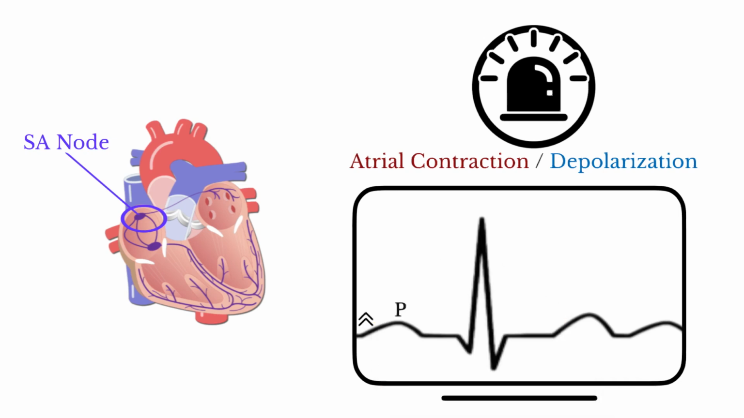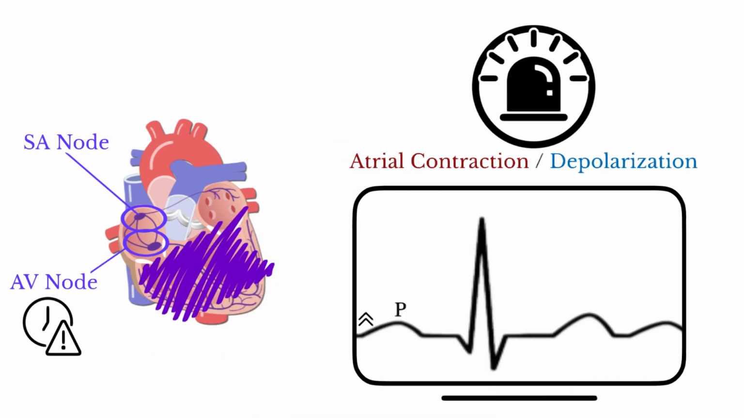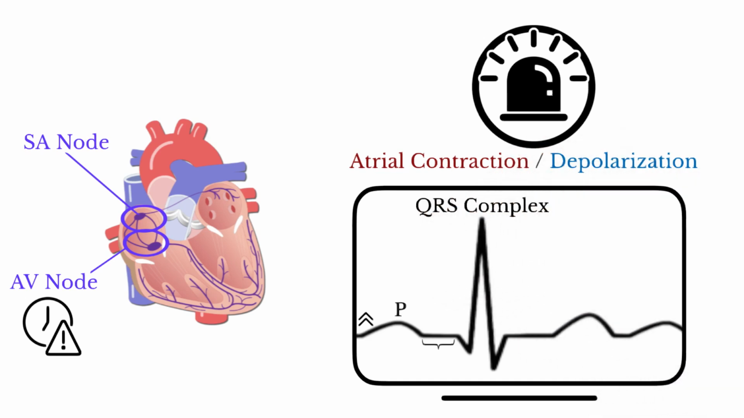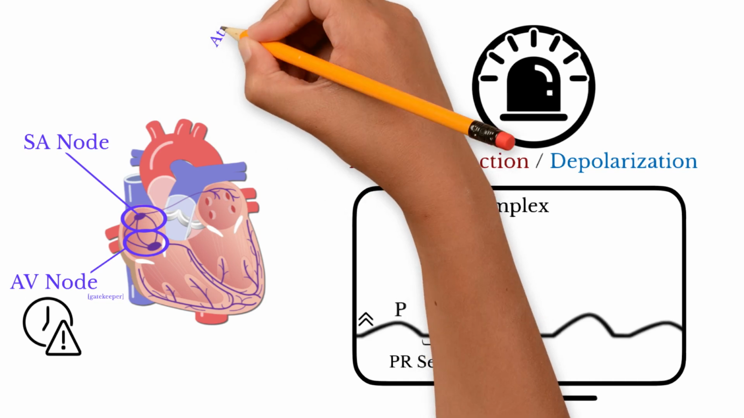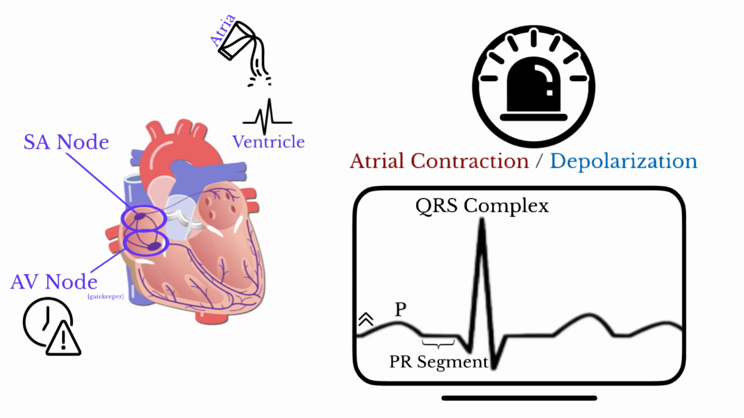The impulse travels down to the AV node at the bottom of the right atrium. The AV node delays for a little bit and allows the complete filling of the ventricles. This is usually the flat line noted between the P wave and beginning of the QRS complex. The segment is called the PR segment. The AV node is also known as the gatekeeper because it waits for the right time when the atria are fully emptied to send impulse to the ventricles through a pathway.